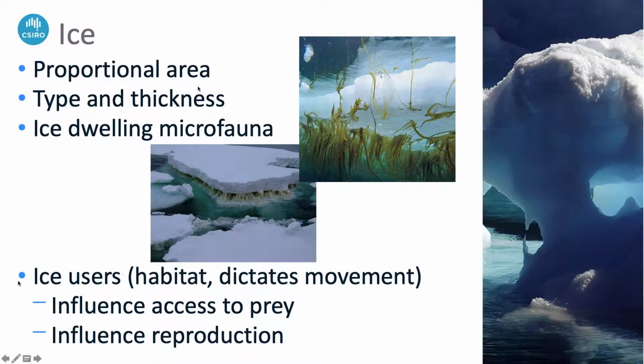Basically, the ice is tracked as a proportional area, considering the type and thickness of the ice and whether it has any ice-dwelling microfauna or whether it hangs off the bottom. Then the different species can be marked as ice users, and they can be dependent on ice as a habitat, or it can dictate where they move. It will also influence their access to prey and influence their reproductive potential if they're ice dependent. So all of that's sketched there in theory, but people like Denise and others will have to play with that as they go through to make sure it's working well, but the concept's at least in play.